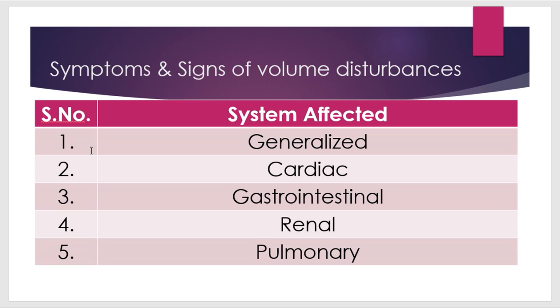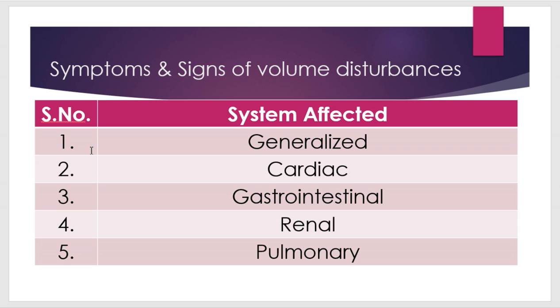These are the common systems usually affected whenever a patient presents to us with any kind of volume disturbance. Volume disturbances can broadly be of two types: volume deficit or volume excess. Normovolemic means everything is fine as far as the plasma volume is concerned. So, symptoms and signs of volume disturbances.